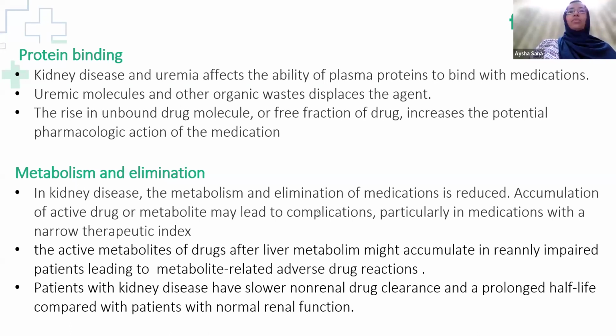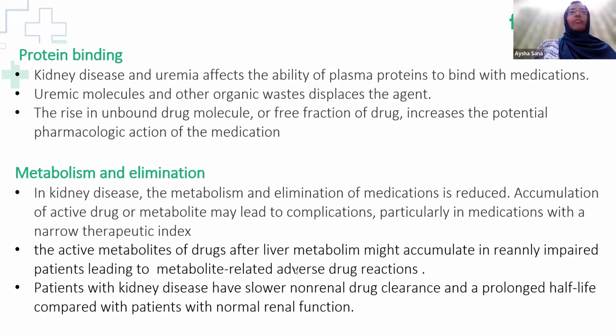In kidney disease, the metabolism and elimination of medication is reduced. Accumulation of active drug or metabolite may lead to complications, particularly in medications with a narrow therapeutic index. The active metabolites of drugs after liver metabolism might accumulate in renally impaired patients, leading to metabolite-related adverse reactions. Patients with kidney disease have slower non-renal clearance and prolonged half-life compared to patients with normal renal function.